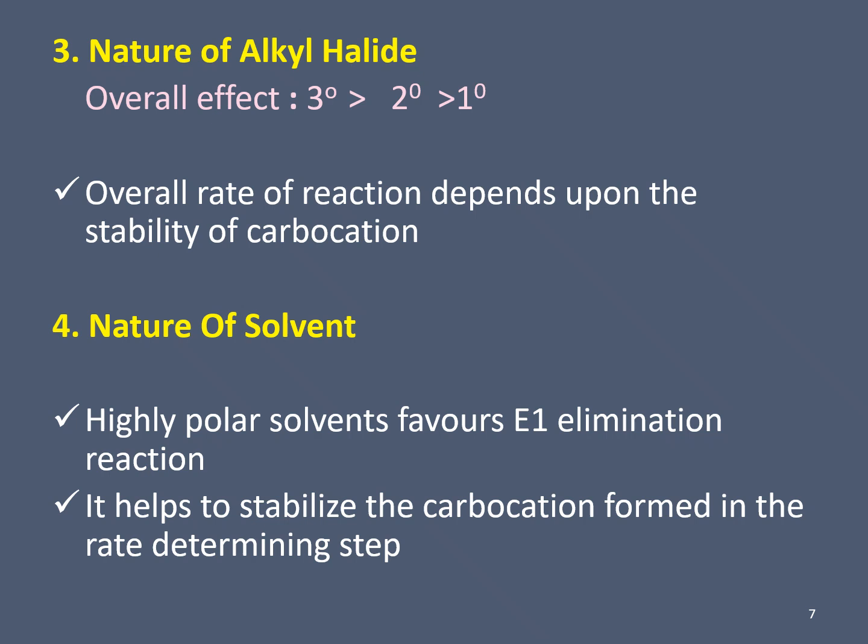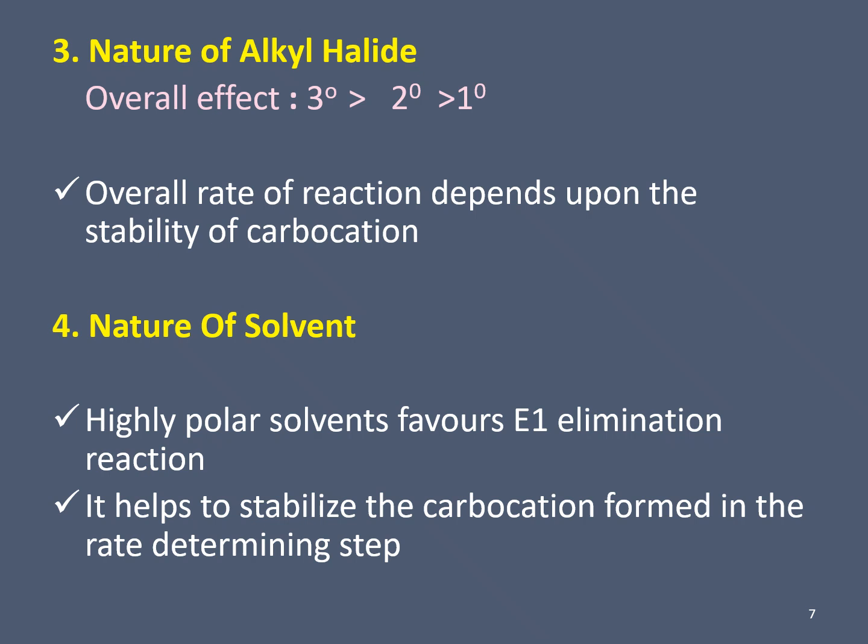The next one is the nature of alkyl halides. In this case also, the overall rate of reaction depends upon the stability of the carbocation, and a reaction which favors the formation of tertiary carbocation will be faster, because the overall effect is more for the tertiary carbocation, then comes the secondary one, and then the primary carbocation. So the tertiary carbocation is formed from tertiary alkyl halide, and if we use tertiary alkyl halide, then the E1 elimination reaction rate will be more.